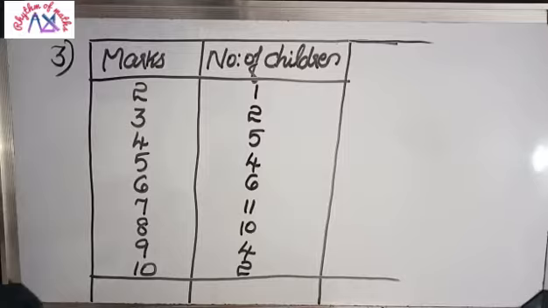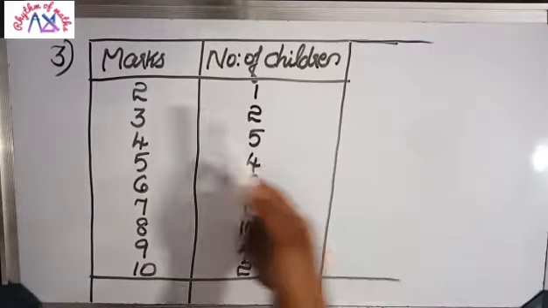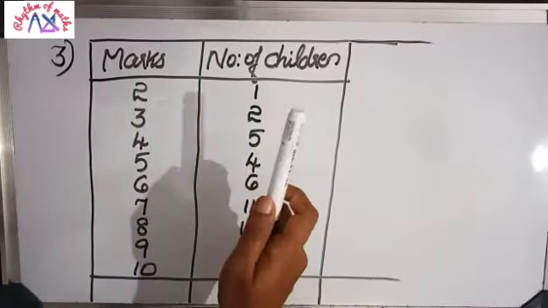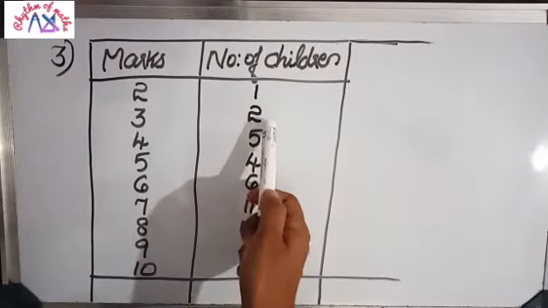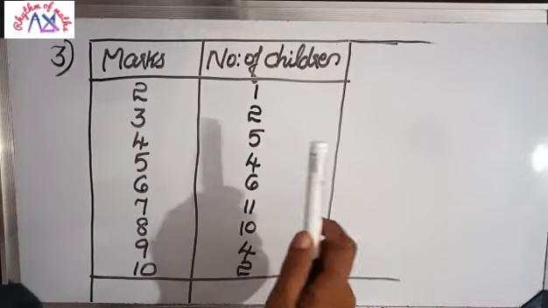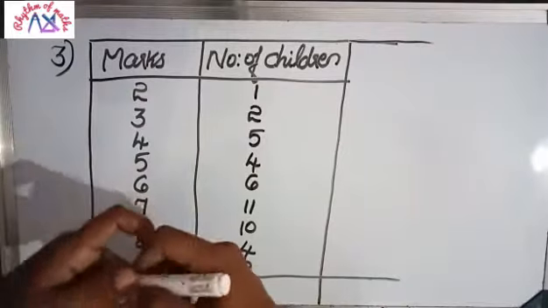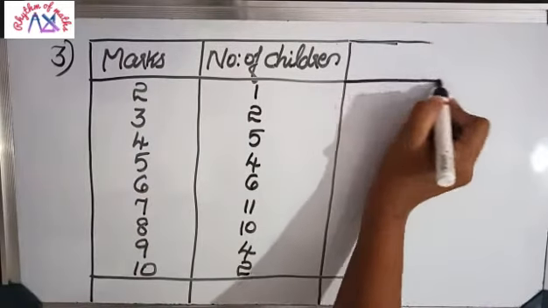So in order to find the sum, here frequencies are there. That means repetition is there, because 2 marks is repeating only one time, 3 marks is repeating 2 times, 4 is repeating 5 times, like that. So here the method is, you have to draw one more column.